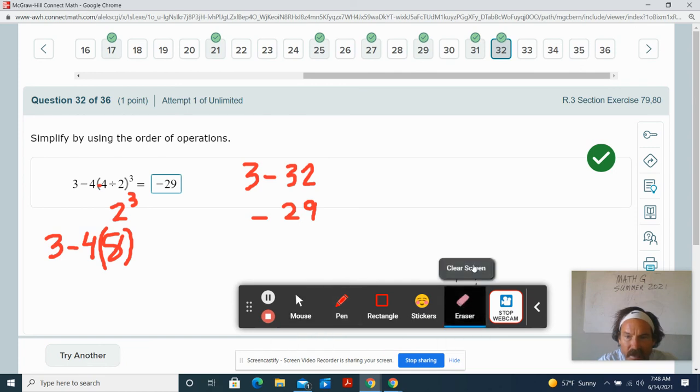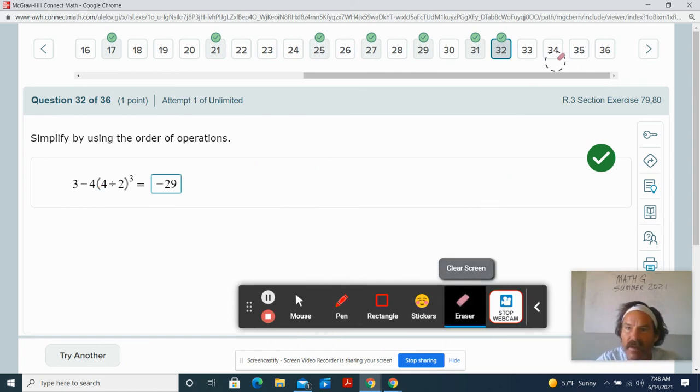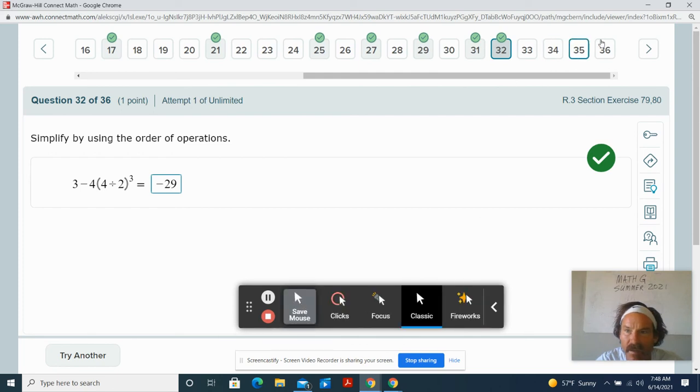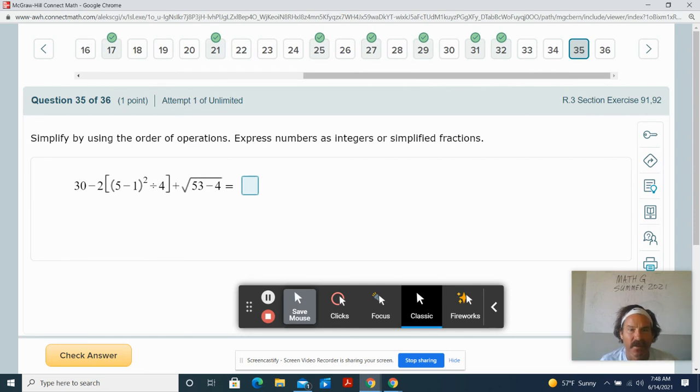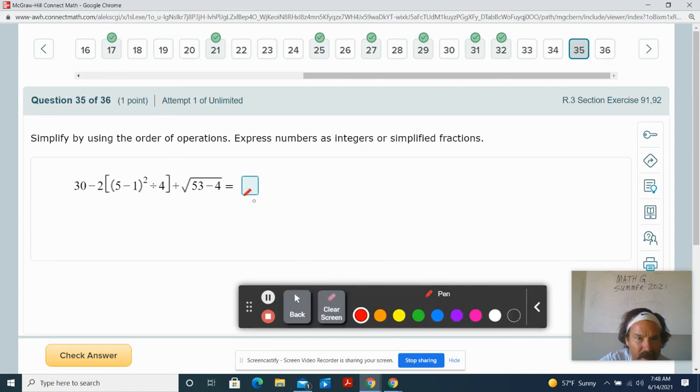Clear my screen here. And last one. 35. All right, lots of stuff going on in 35. So try not to do too much at once. You see a couple different sets of parentheses. These right here are called brackets. Okay, so what we want to do is work on the inside of the brackets first.